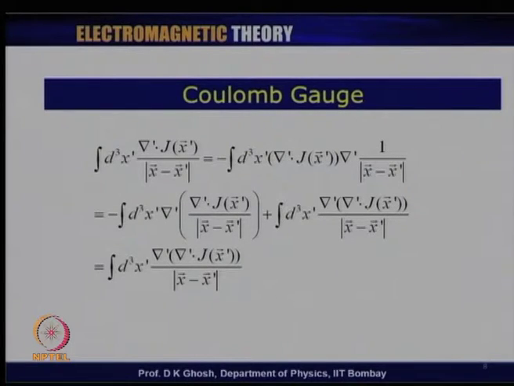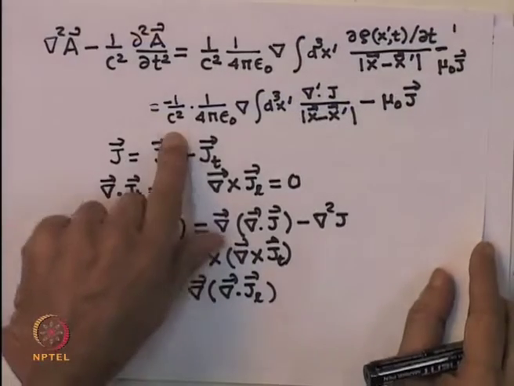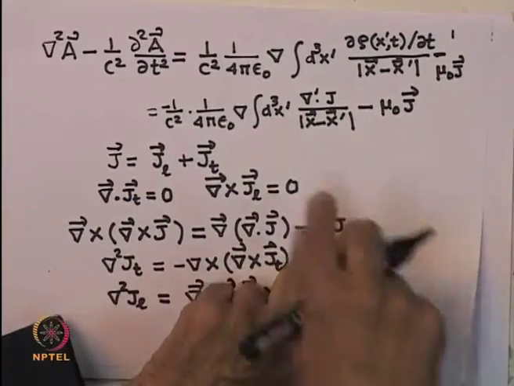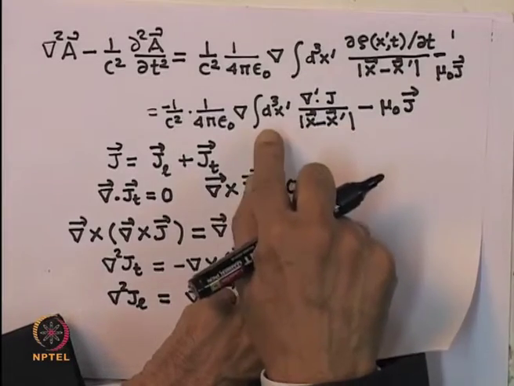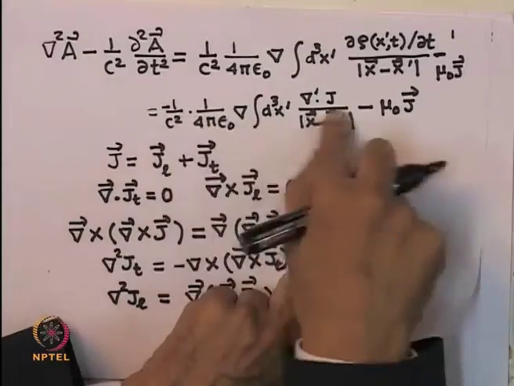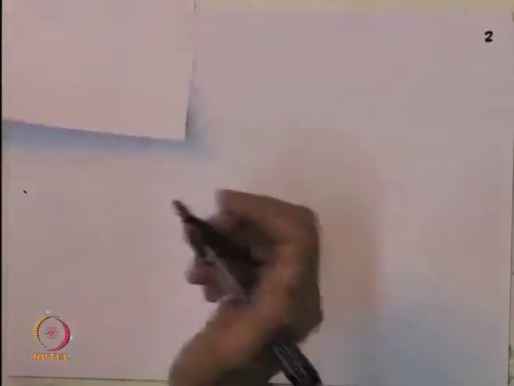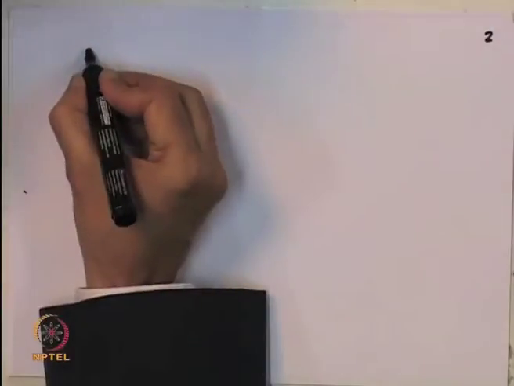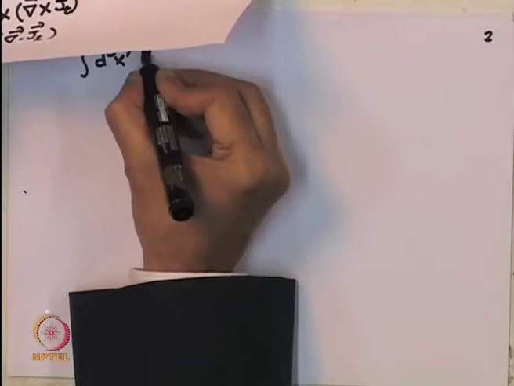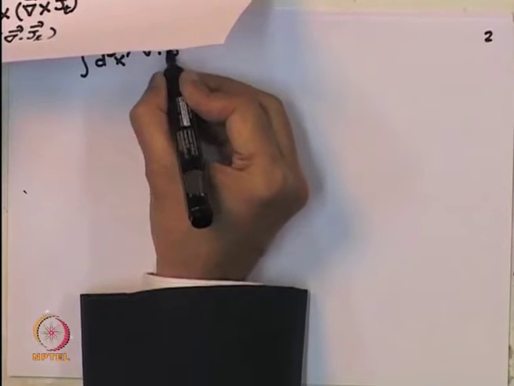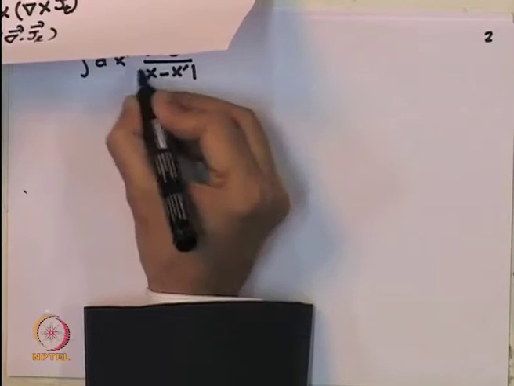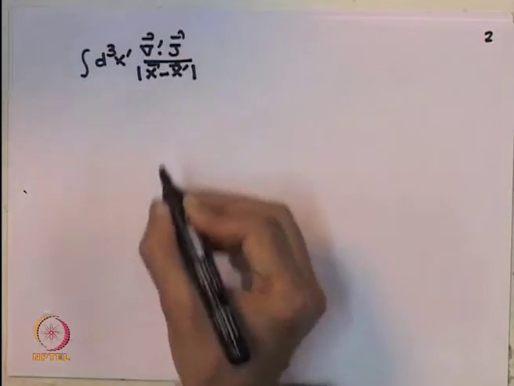So, we return back to what we had. So, I had minus 1 over c square. Well, primarily what I had was this type of a thing. So, let me try to see what this integral is to start with, and then I will plug all these things there. This integral that I have got is the integral d cube x prime del prime dot j by x minus x prime, and you remember I have to ultimately take the gradient of this quantity.